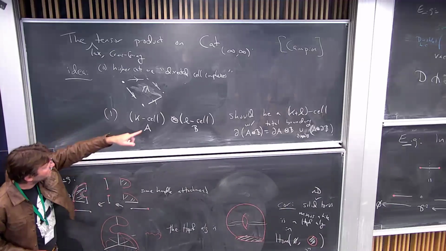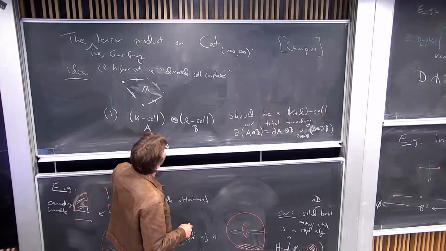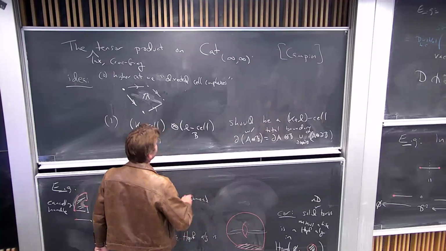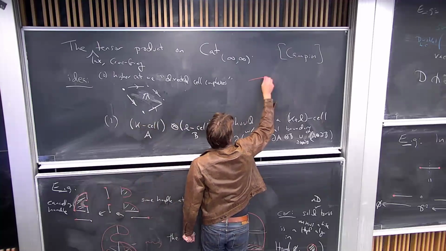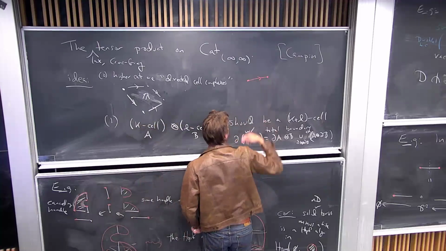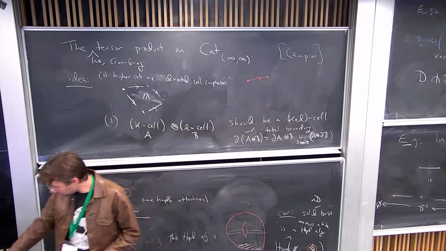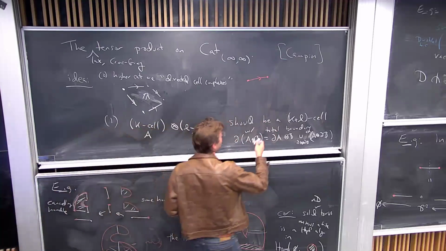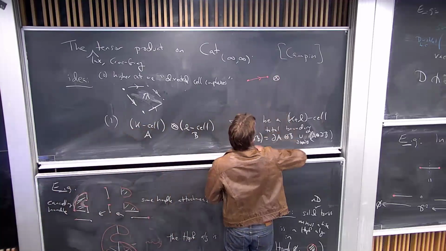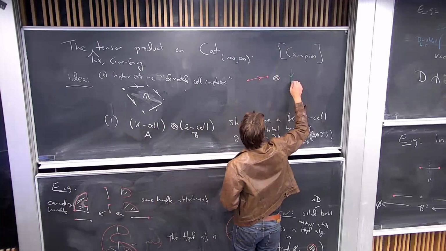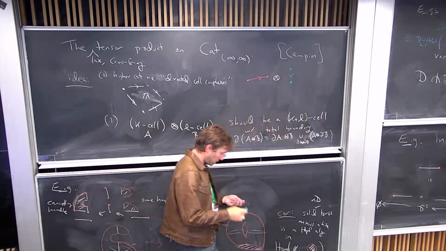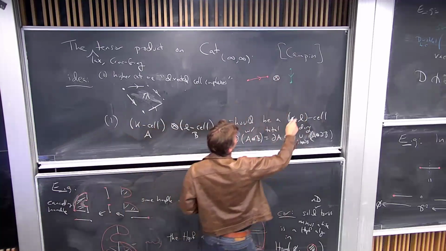I guess my next board's supposed to be over there, so I'm not going to go over there yet. The type of problem that you might run into is if A is a one morphism, and if B is some other one morphism, the typical situation, then you'd like to define this as a two morphism.